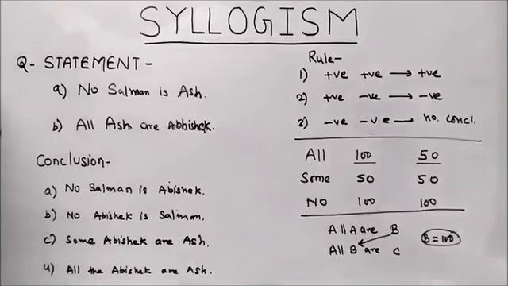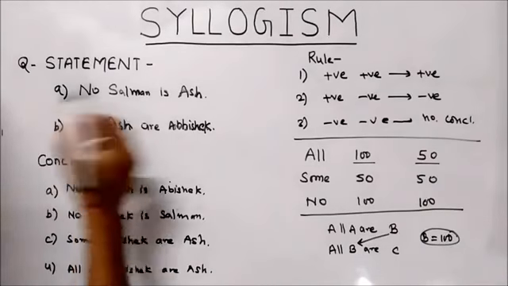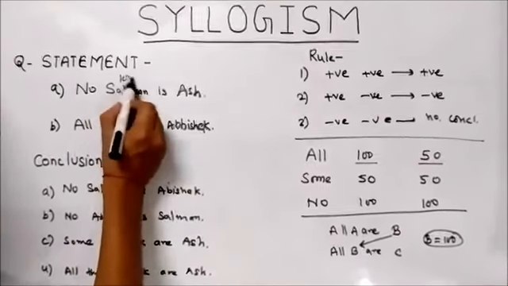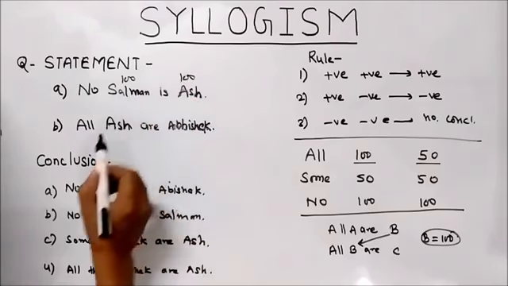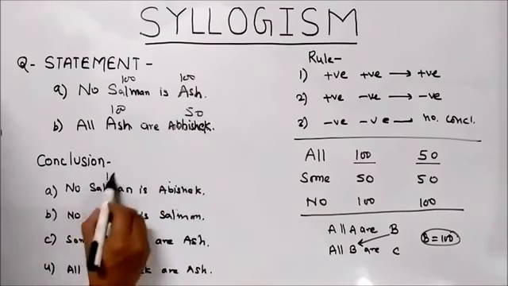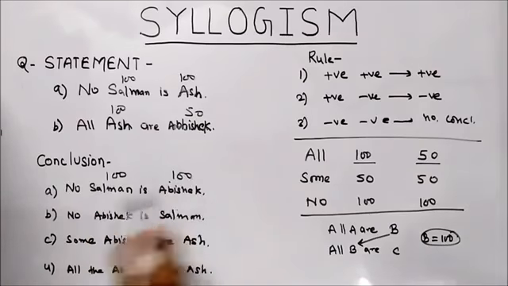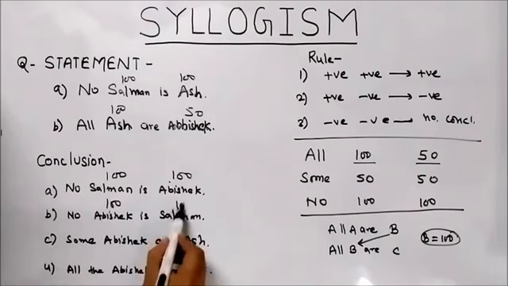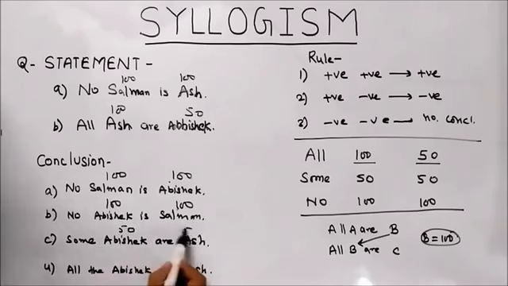Now put the values in the statements and conclusions. For no 100 and 100, for all 150, for no 100 and 100, again no 100 and 100, some is 50 and 50, all is 150.